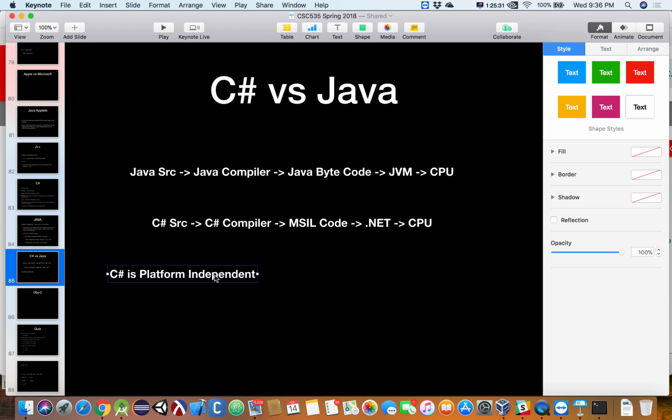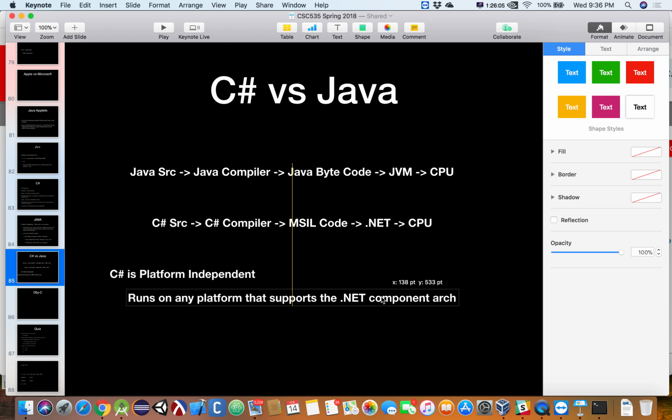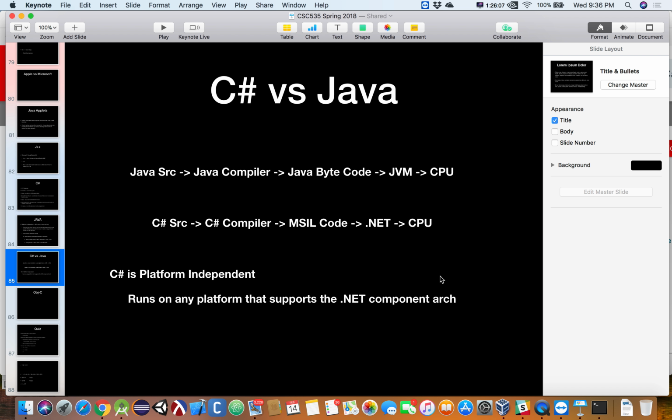It will run on any platform that supports the .NET component architecture. Any platform at all, as long as it's Windows. It will literally run on any operating system as long as that operating system is Windows. So it technically is platform independent because it will run on any platform that supports the .NET component architecture, which is only Windows. Only Windows supports the .NET component architecture.